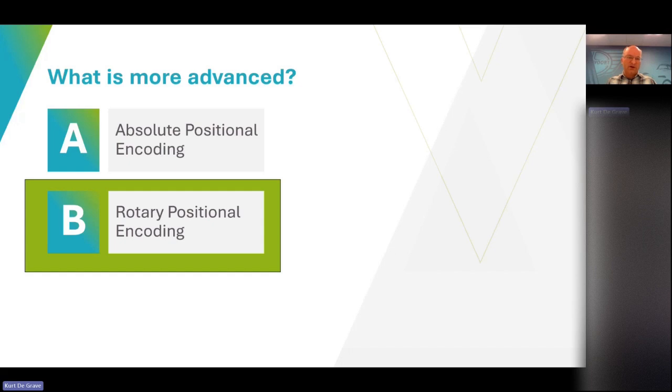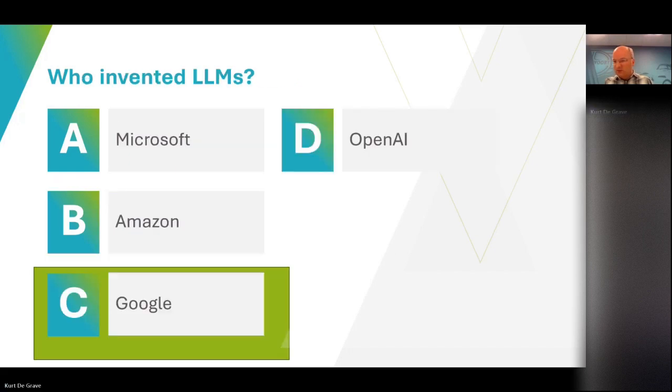Okay, so that is quite clear. So state-of-the-art models all use rotary positional encoding, basically. We can go to the next question.